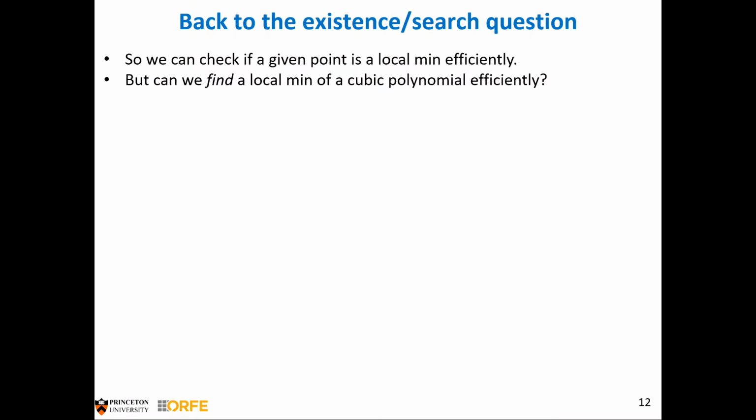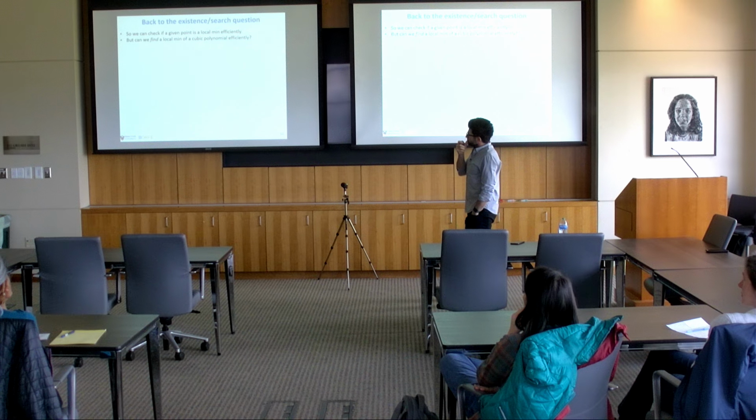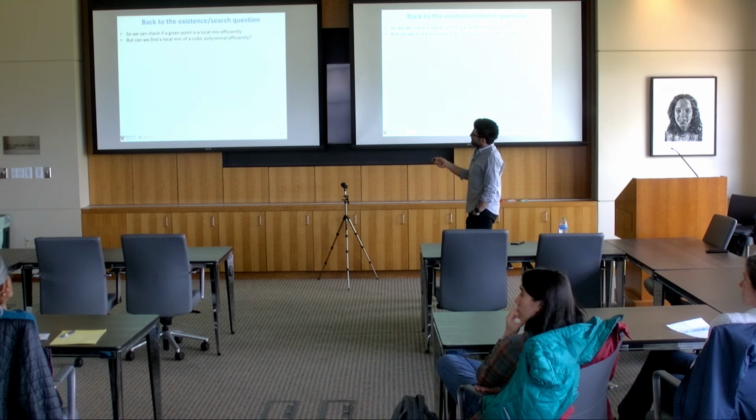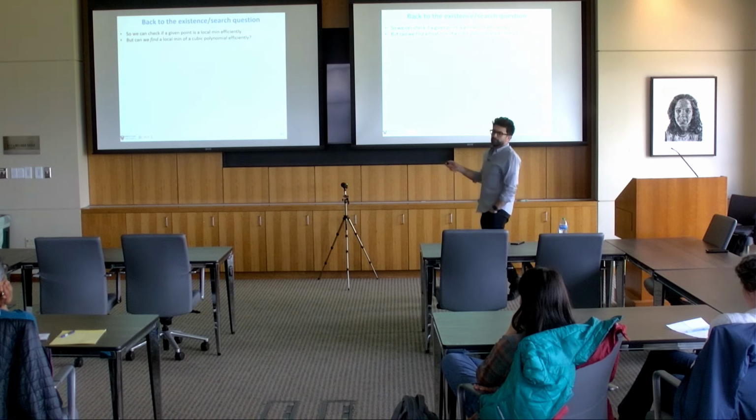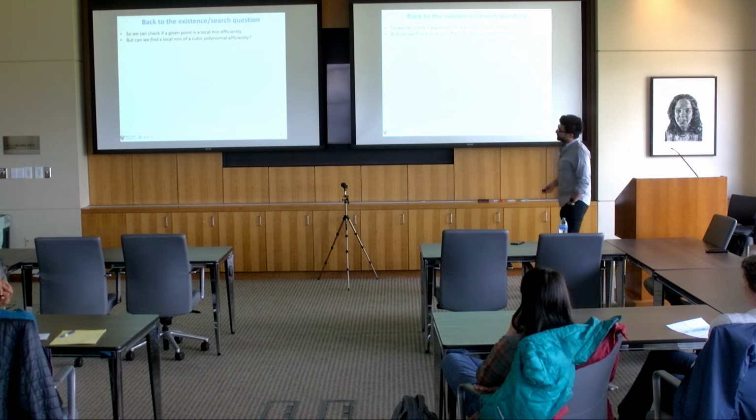But now let's go back to the main question I was after. I didn't want to just recognize if a given point is a local min. That's a nice first step. What I really wanted to do was to find local minima, given just the coefficients of a cubic polynomial. So the question I want to ask is: if you give me the coefficients of a cubic polynomial, can I tell you if it has a local min or not? And if so, can I return one?